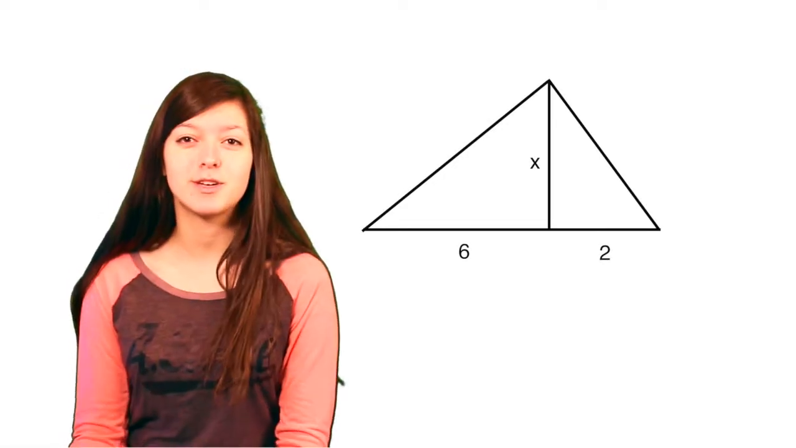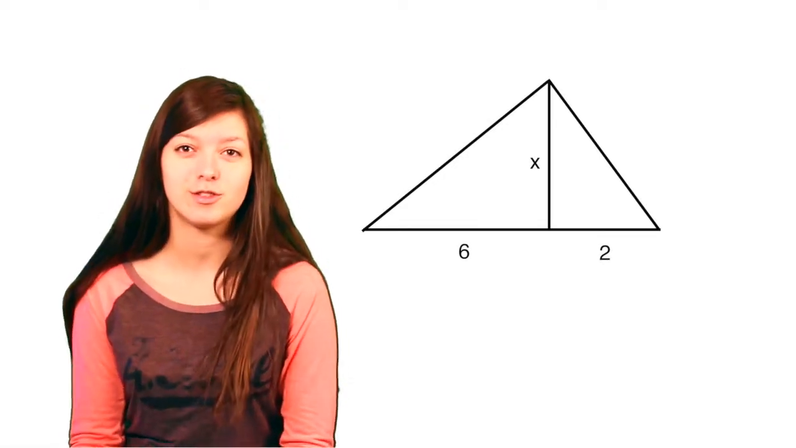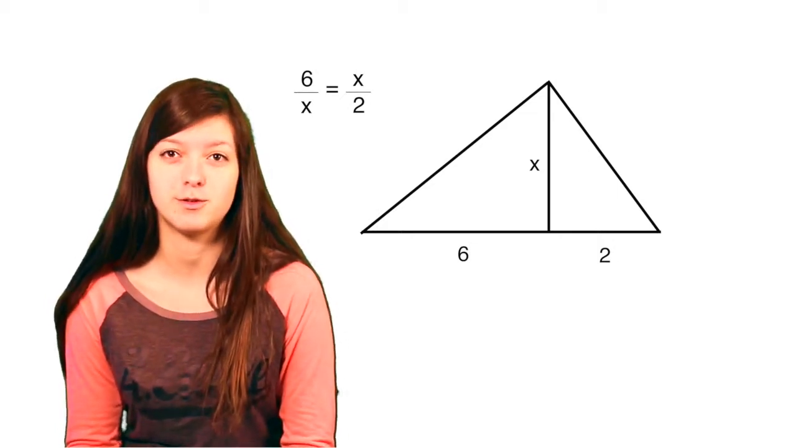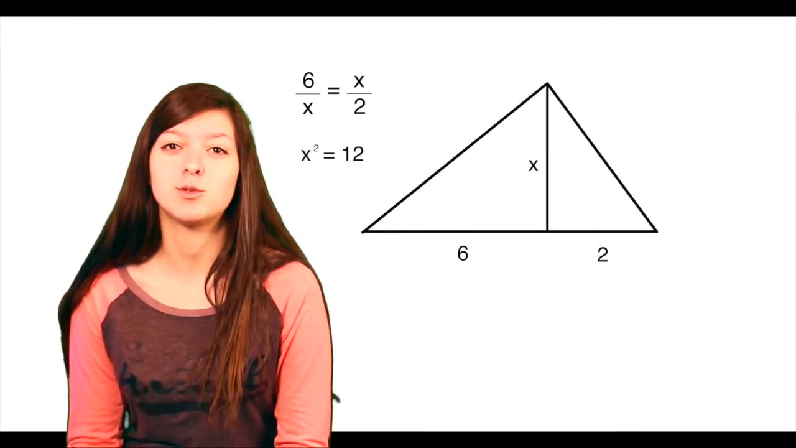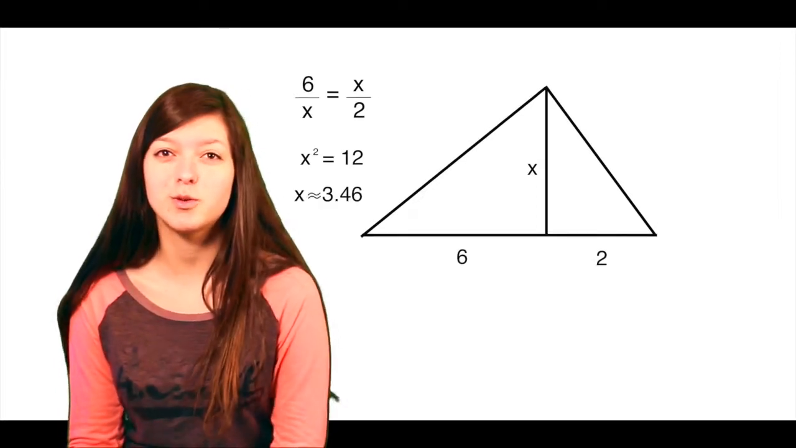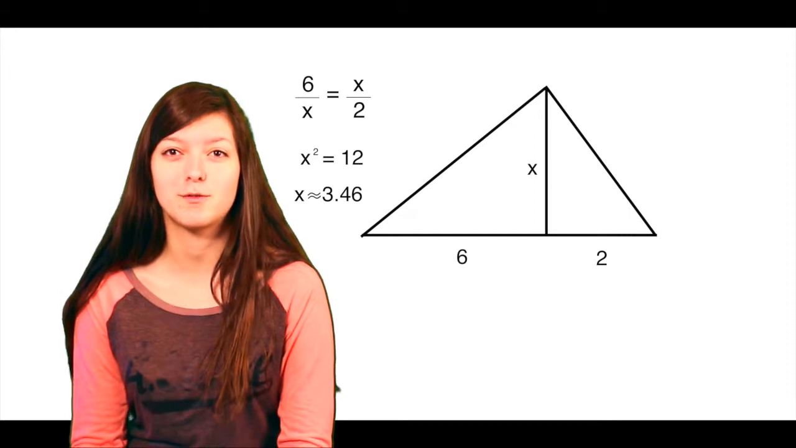In this example, we are using the given information to find the altitude. We can set up the proportion 6 over x equals x over 2. After we cross multiply, we get x squared equals 12. Now we find the square root of both sides and we get approximately 3.46 feet.